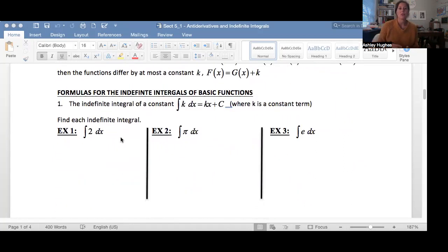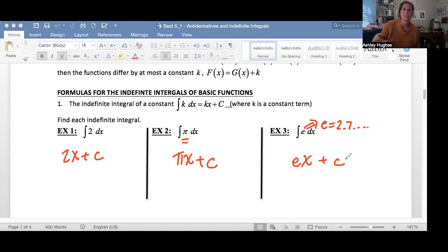So let's do some practice here. What's the antiderivative of 2? Well, the antiderivative of 2 is 2x plus a constant, because what's the derivative of 2x? 2. What's the derivative of any constant? 0. Pi is also just a constant, so the antiderivative would be pi x. E is also a constant, because this is not e to the x. E is 2.7... It's just a number. So its antiderivative would be e times x plus some constant c. So this is the rule that if you integrate some constant, it's just the constant times x.